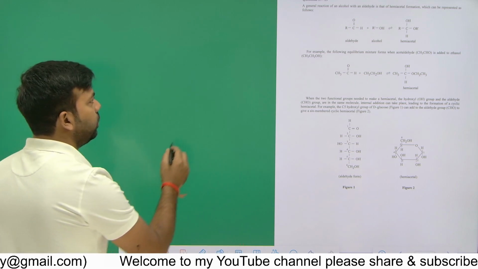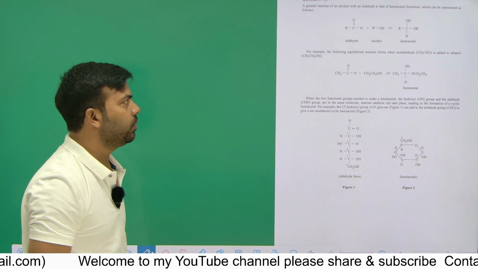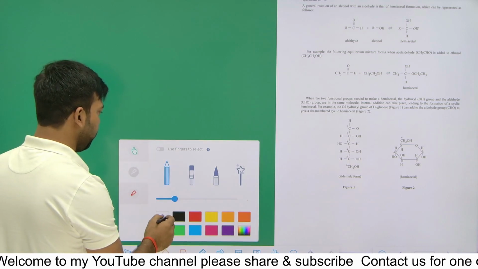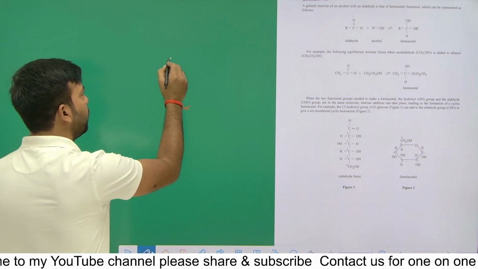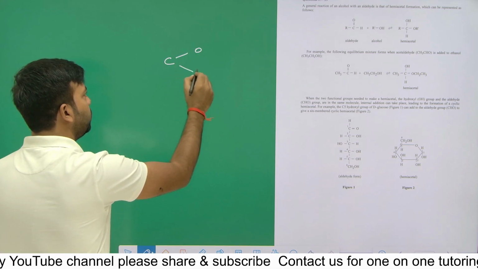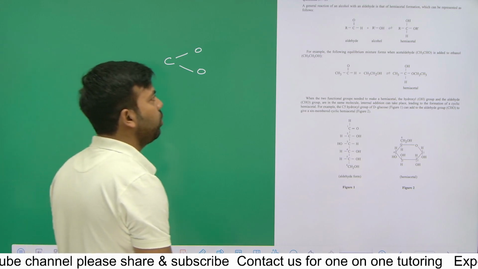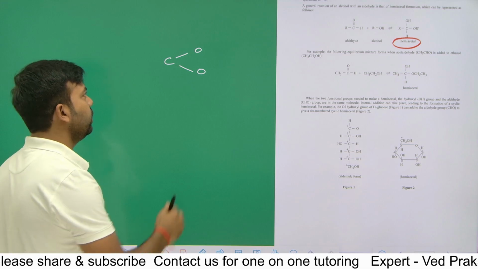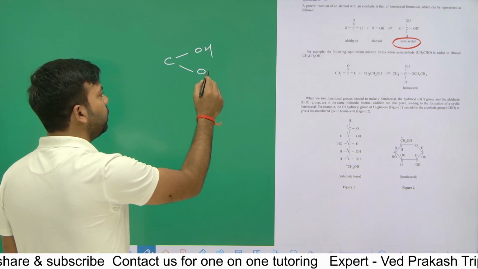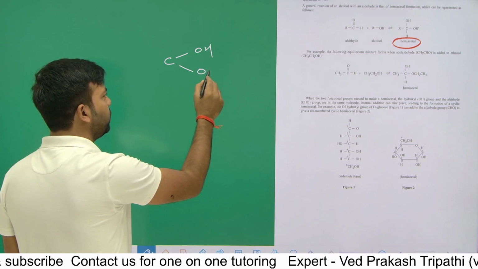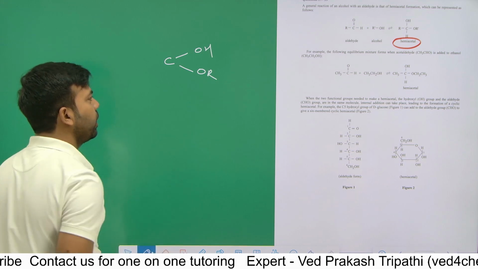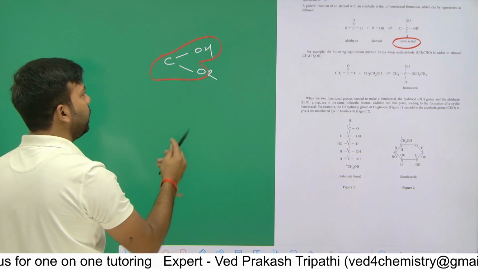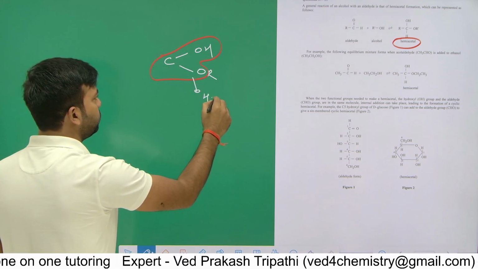You can see an aldehyde treated with alcohol forms a hemiacetal. If you check the bonding pattern of the hemiacetal, you can see a carbon has 2 oxygen connectivity. I am talking about this one. One is OH and one is OR, meaning R is any carbon or hydrogen containing chain. So this type of connectivity is called a hemiacetal. Okay.